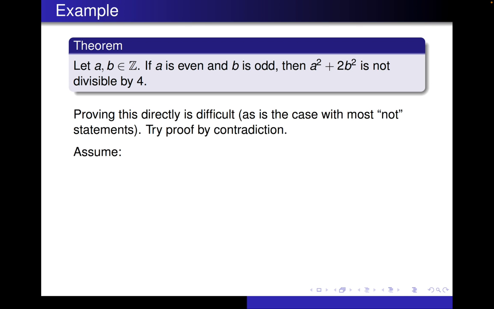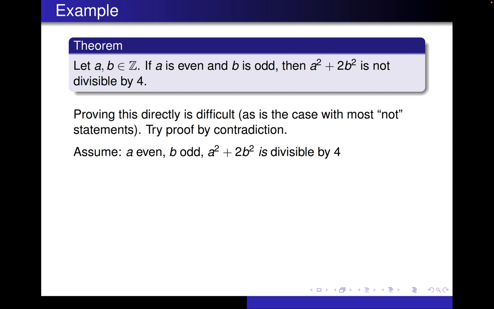So what are we going to assume? Well, let's look closely at our theorem. Our theorem is an if-then statement: if a is even and b is odd, then a squared plus 2b squared is not divisible by 4. So remember, we want to say exactly what it means for that if-then statement to be false. That's how we negate our statement. So we're going to assume the negation, which is, well, let's see. For an if-then statement to be false, the if part has to be true, and the then part has to be false. So we're going to assume that a is even and b is odd. That's our if part. And then we're going to assume the negation of the then part. So we're going to assume the negation of a squared plus 2b squared is not divisible by 4, which is a squared plus 2b squared is divisible by 4.